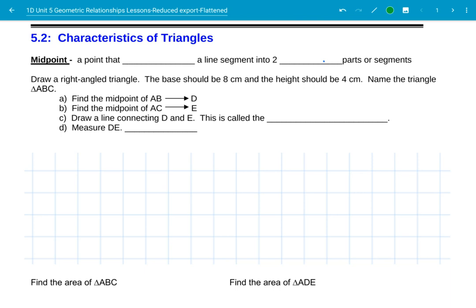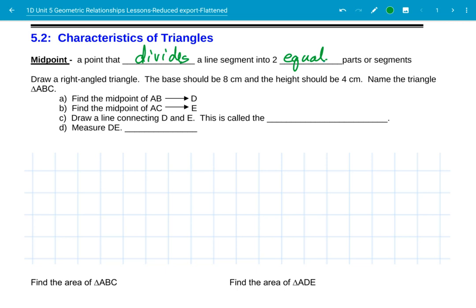Okay, we're going to be talking about the characteristics of triangles. So not just angles, but other characteristics. To start off, we have a definition. What's a midpoint? A midpoint is the middle, right? So a point that divides a line segment into two equal parts. So each side of that midpoint would be the same length.